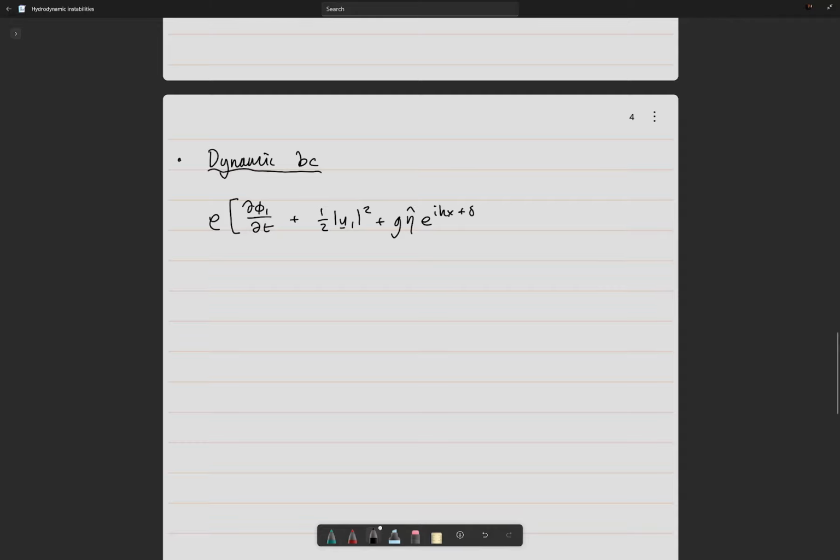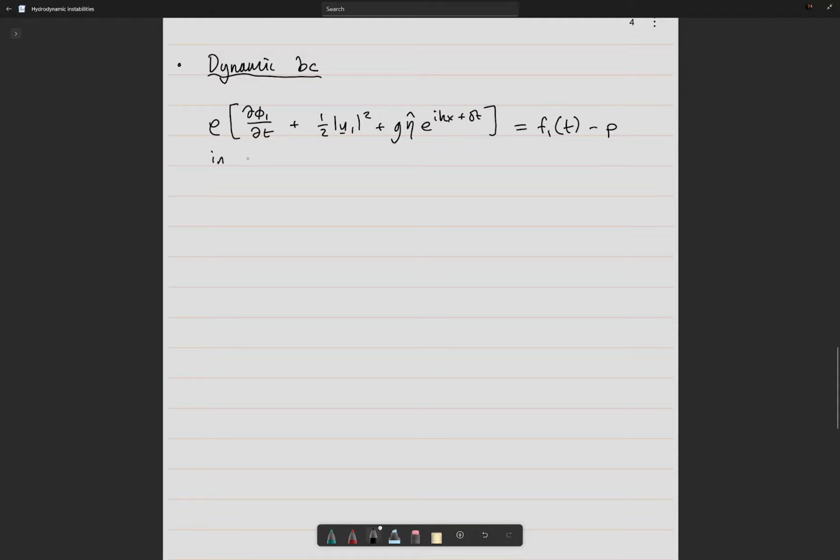e to the ikx plus sigma t, this is our potential energy, is equal to some function of time minus the pressure. Okay, this is in region 1. Let's see what u1 squared is. Well, it's going to be u1 plus ika e to the ikx plus sigma t squared, times obviously we've also got the e to the minus kz squared, on z equals eta, sorry, plus also then just minus ka e to the ikx plus sigma t minus kz squared.